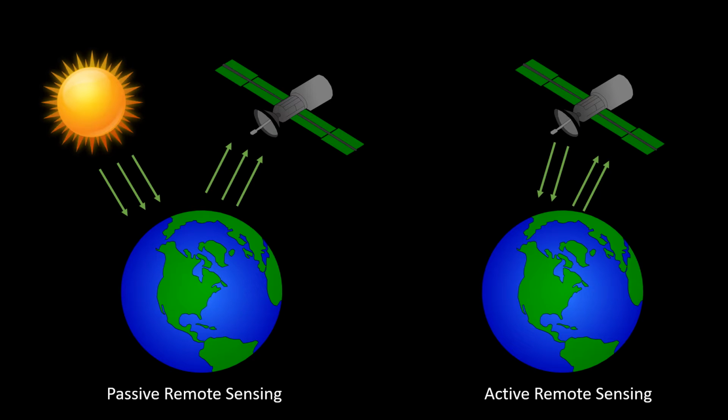And here's a simple diagram that displays the difference between active and passive sensors. Here we see the passive sensor capturing energy in the form of sunlight reflectance off the Earth's surface, whereas the active sensor is sending its own pulse of energy and recording the feedback returned from the surface.